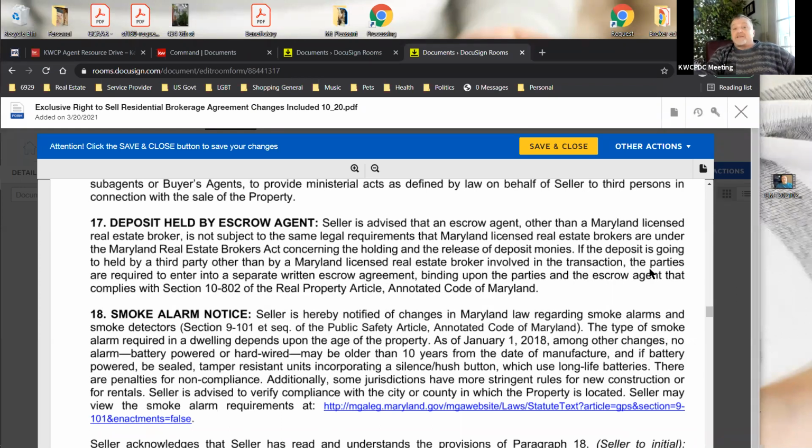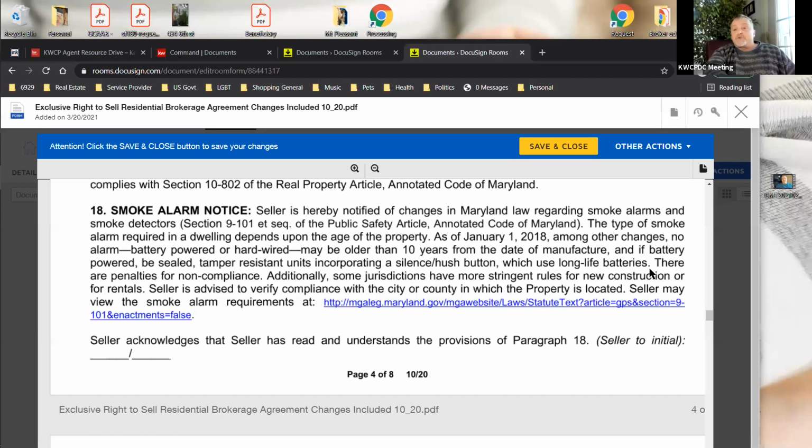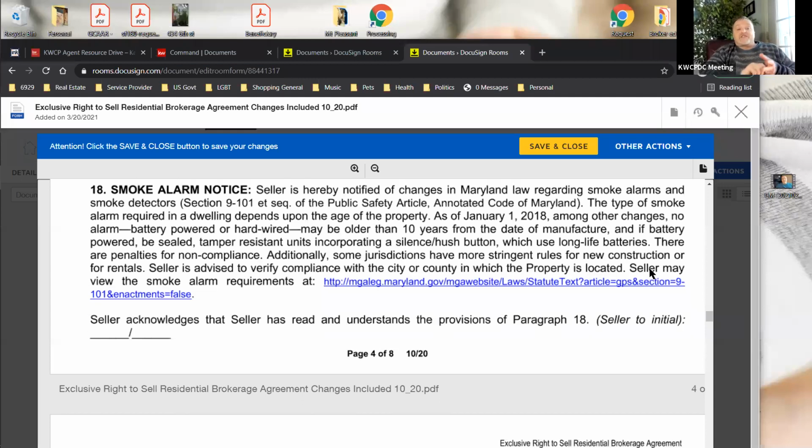And if you have not protected yourself by disclosing it to those parties, you're liable. Anybody have any questions about that? I want to make sure everybody understands that. Okay, I assume nobody's speaking, so I assume that everybody understands. All right. Paragraph 18, smoke alarm notice.